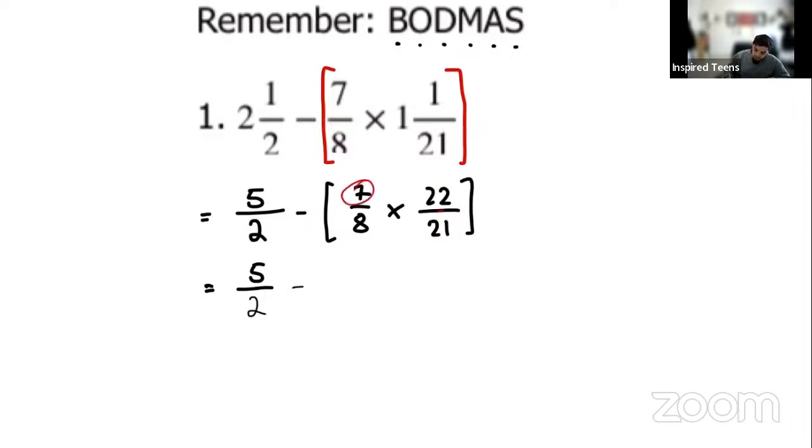Let's look at 7 and 21. Yes, there is a number that can go into 7 and 21 an exact amount of times, and that number is 7. 7 goes into 7 once, and 7 goes into 21 3 times. So now we've simplified our fraction.